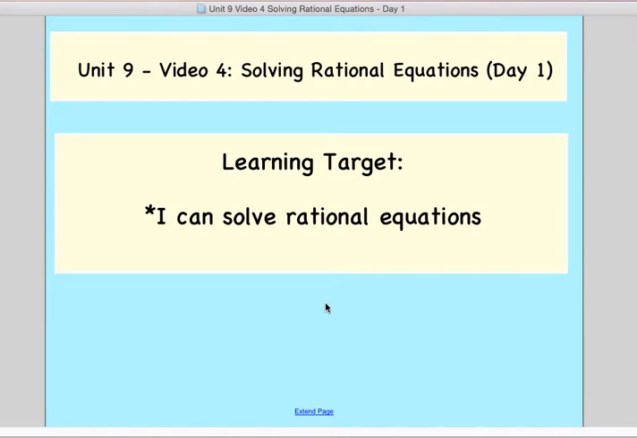Hello class, welcome to Unit 9, Video 4. Today we're going to look at solving rational equations. This is day 1, but there are going to be other days of solving rational equations. So your learning target is that you can solve rational equations.